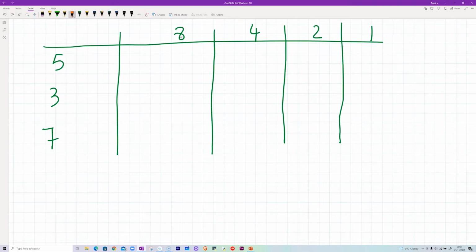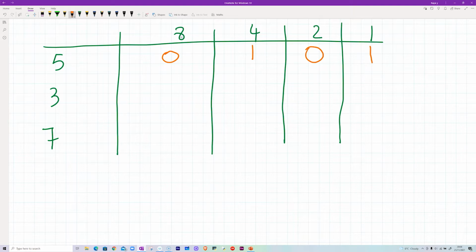All right, now you're going to ask yourself, how many 8s can you get from 5? Well, the answer is none, so that's 0. How many 4s can you get from 5? Well, there is only 1, and if you use 4, you're left with 1. So how many 2s can you get from what you're left with? None, so we're going to write 0. And then you still got 1. How many 1s can you get from 1? It's 1. So 5 into binary number is 0, 1, 0, 1.